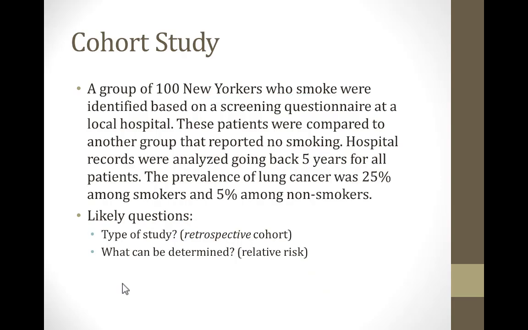Here's another example. A group of 100 New Yorkers who smoke were identified based on a screening questionnaire at a local hospital. These patients were compared to another group that reported no smoking. Hospital records were analyzed going back 5 years for all patients. The prevalence of lung cancer was 25% among smokers and 5% among non-smokers. So likely questions, what type of study is this? Once again, it's a cohort study. They identified patients by smoking status, by exposure or risk factor, but this time it's retrospective because they went back in time. And once again, we can determine a relative risk or a risk ratio from this type of study.